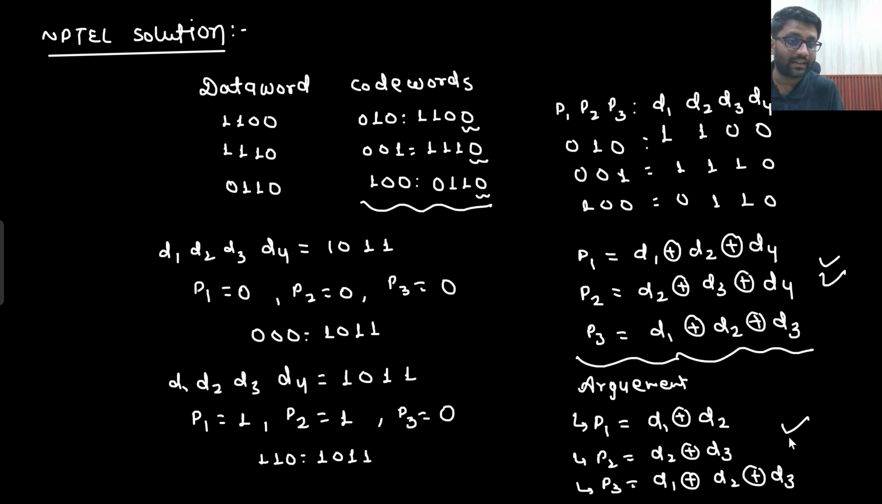So why is this correct and why is this not correct? This solution was not satisfactory for sure, there is no doubt about it. Whatever solution was given, that was not satisfactory at all. They just matched the answer.